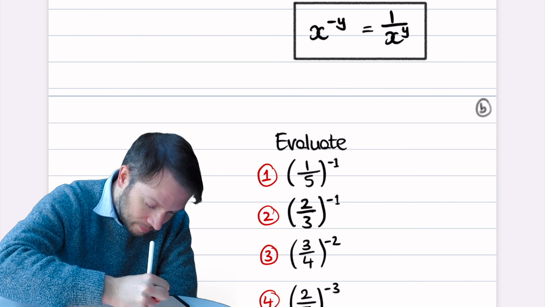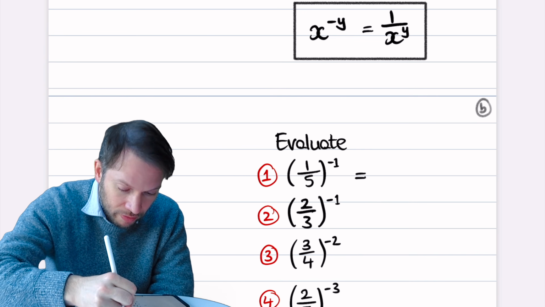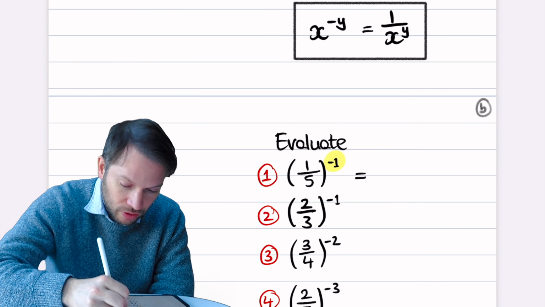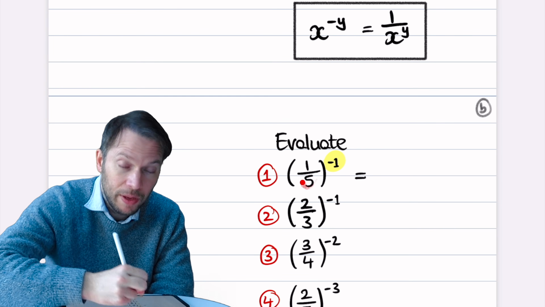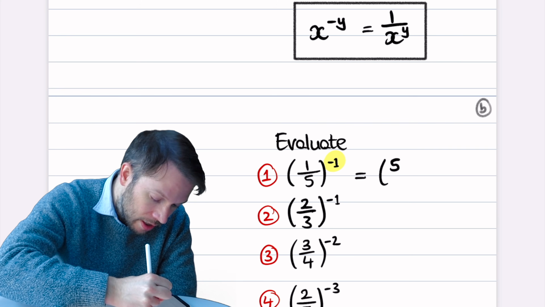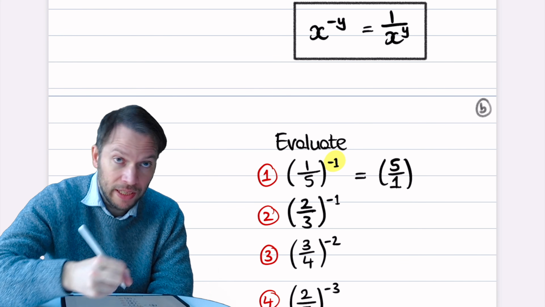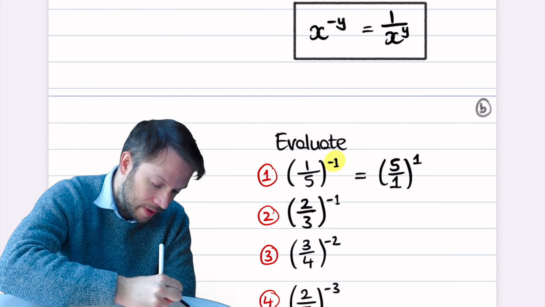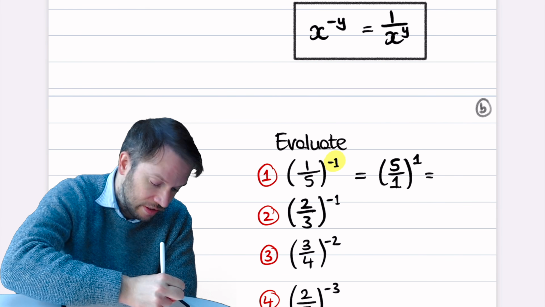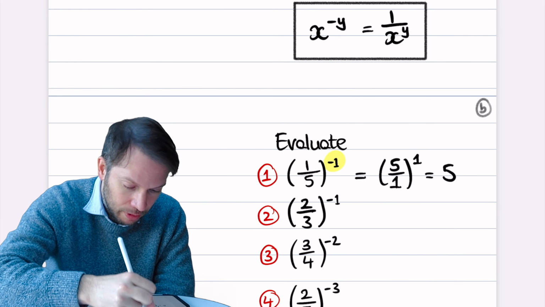So we can apply that to these examples here. We've got a power of -1 here. Because it's negative, we do 1 over the fraction inside. We flip the fraction inside, which is just going to be 5 over 1. But instead of a power of -1, we now have a power of positive 1. But 5 over 1 is just 5, isn't it? And so it's 5 to the power of 1, which is just 5. So that is the final answer there.